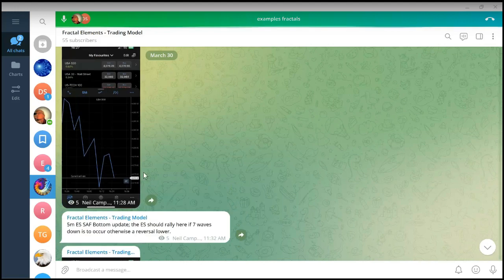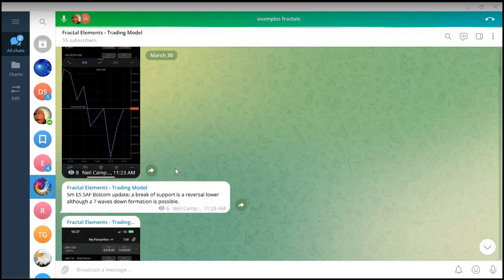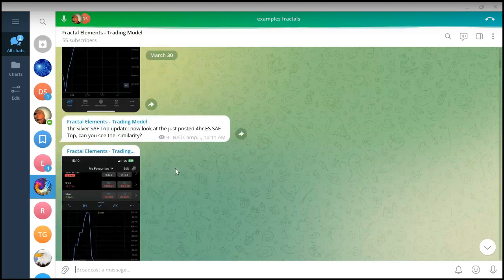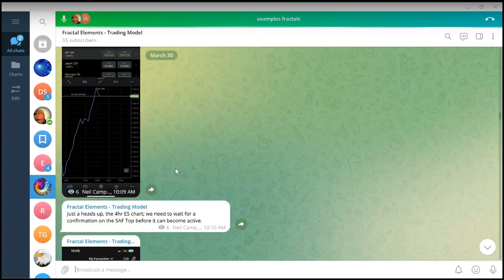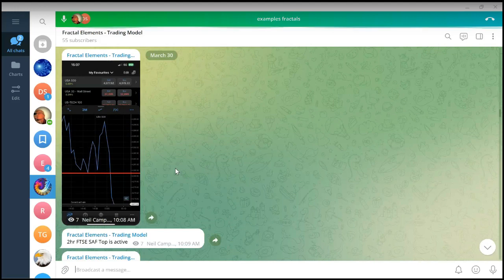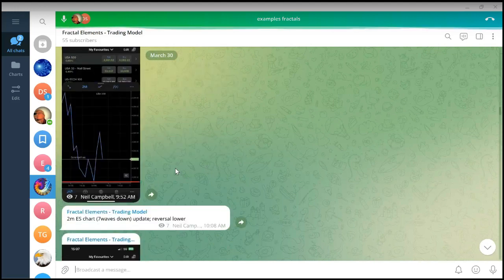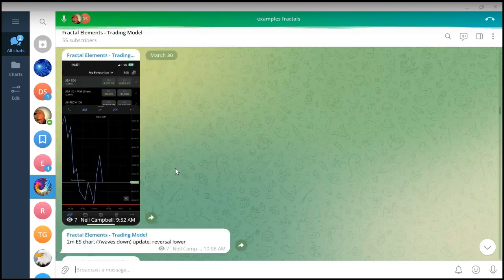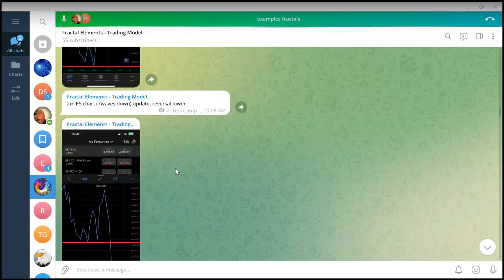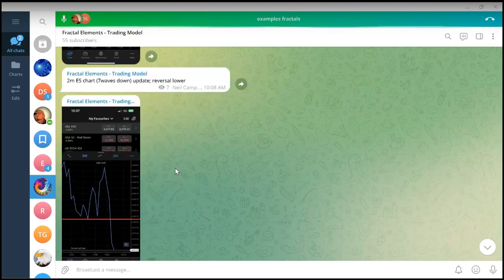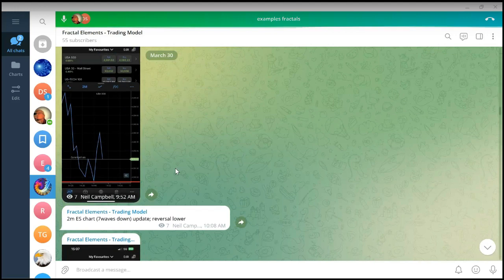Keep looking. I'm trying to find really good ones for you. Okay. He does this quite often, quite frequently. This one he got pretty good.